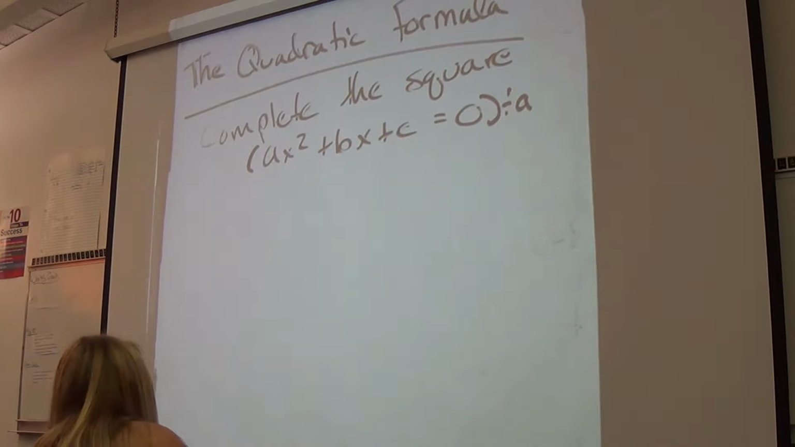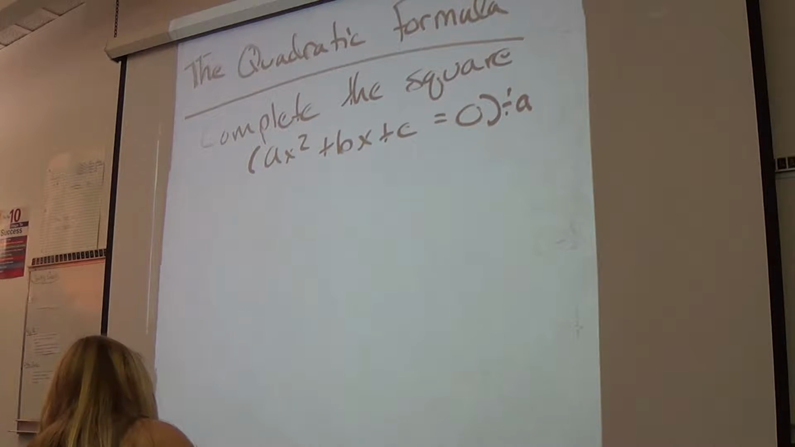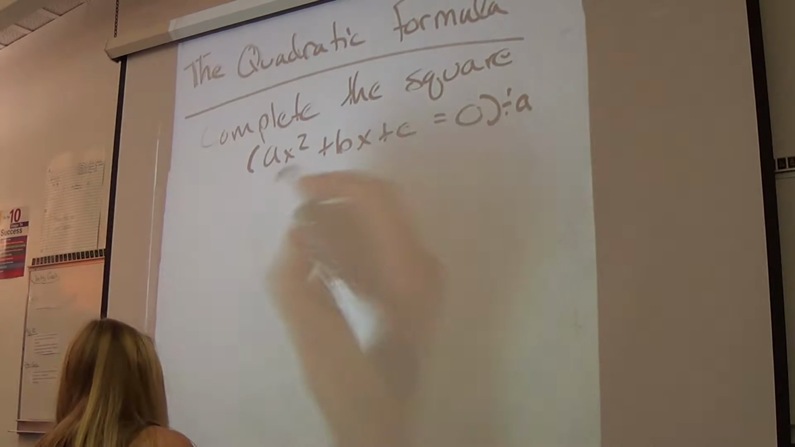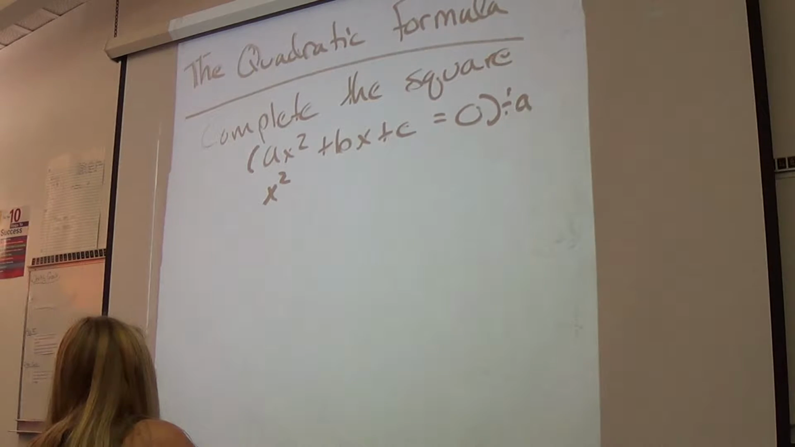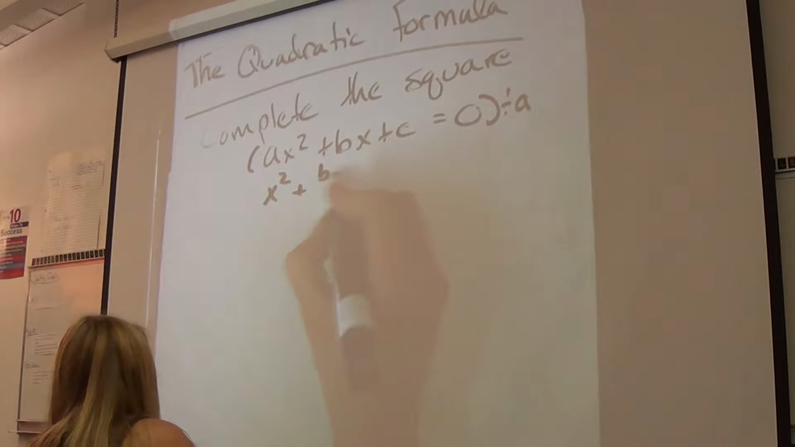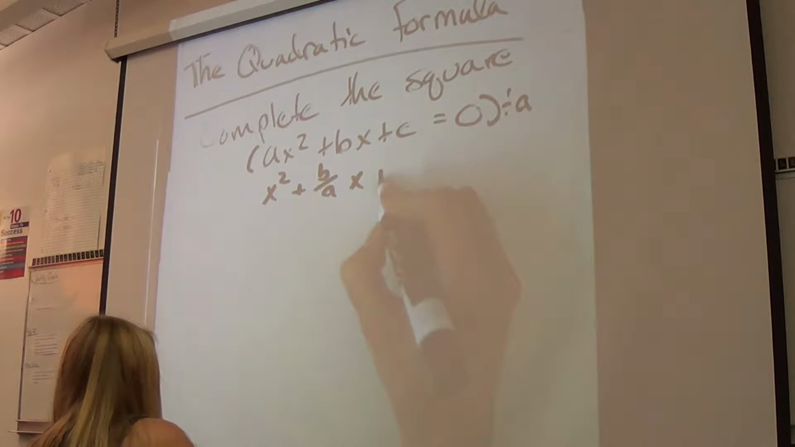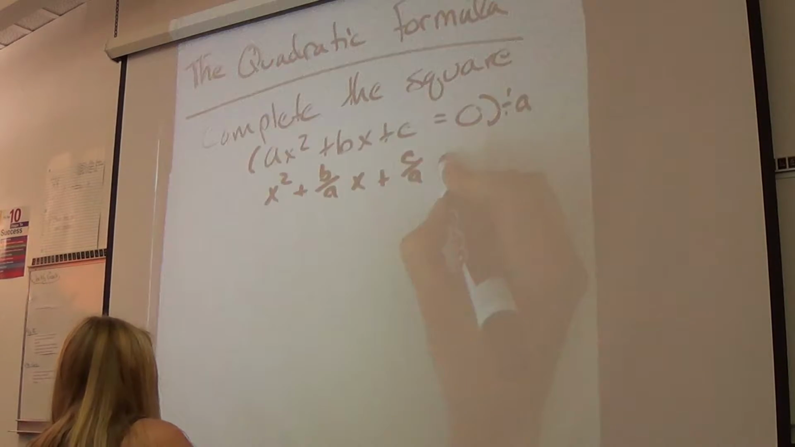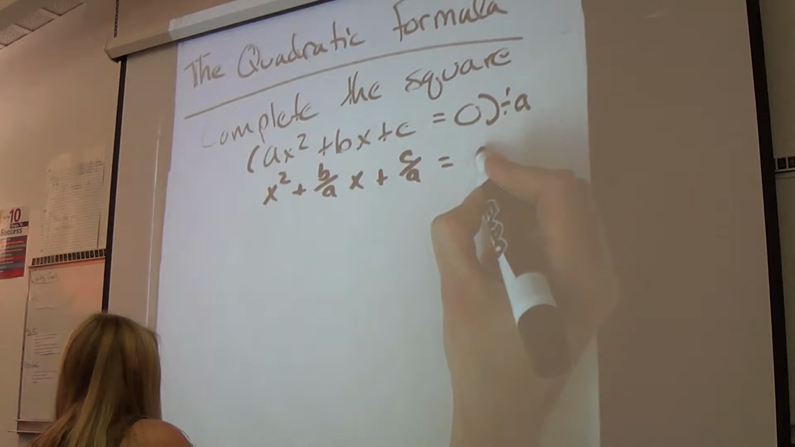This is where it gets a little nasty, but you're just going to have to follow me here. A divided by A does now give me 1x squared plus B divided by A x plus C divided by A. 0 divided by A is just 0.